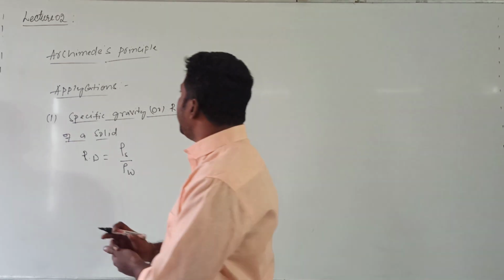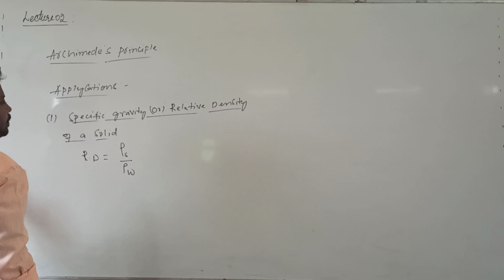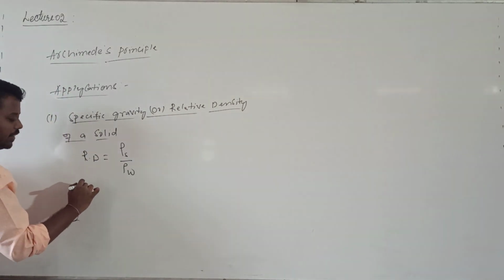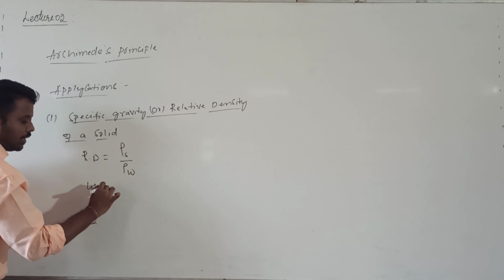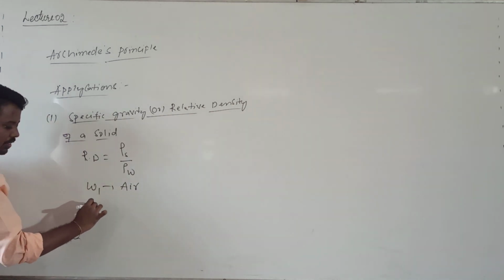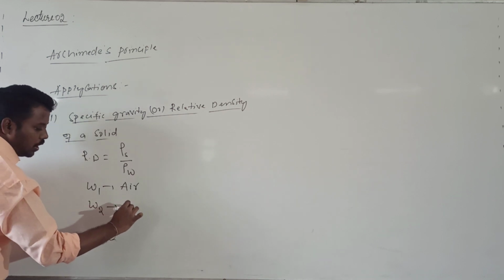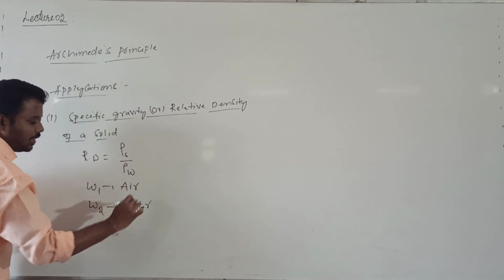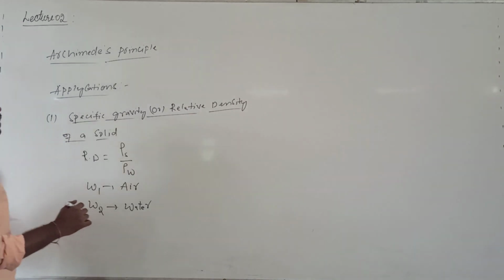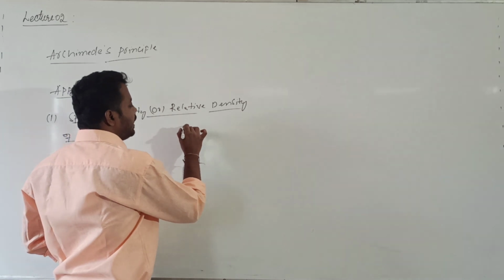Now, how will we calculate this relative density? By using Archimedes principle, we will see. First, for the given solid we have to calculate the weight. So W1 is the weight of the solid in air, and W2 is the weight of the solid in water. So two weights are calculated, but these two values are not the same. Obviously W1 is greater than W2. Then what is the loss of weight given by?